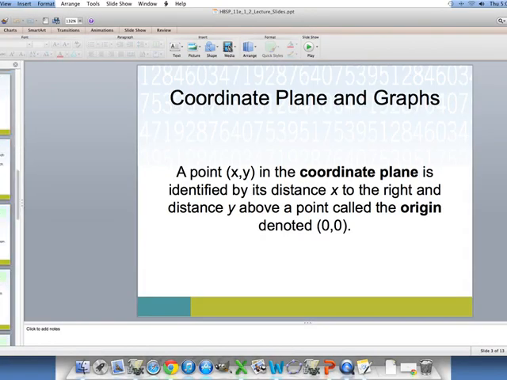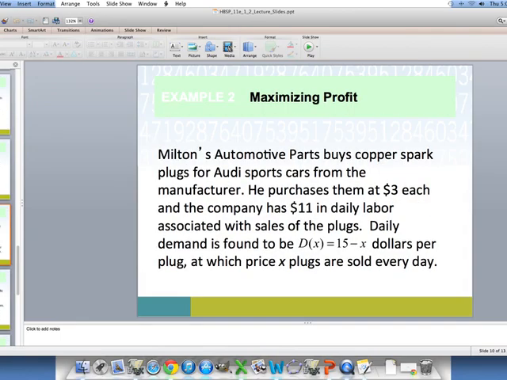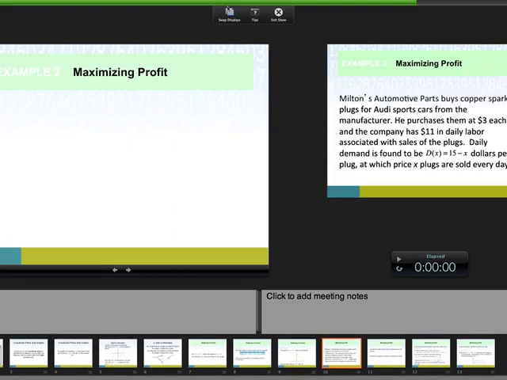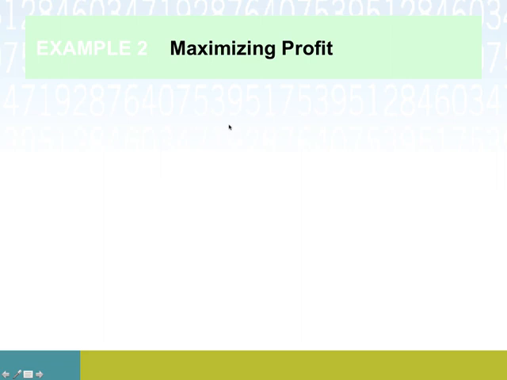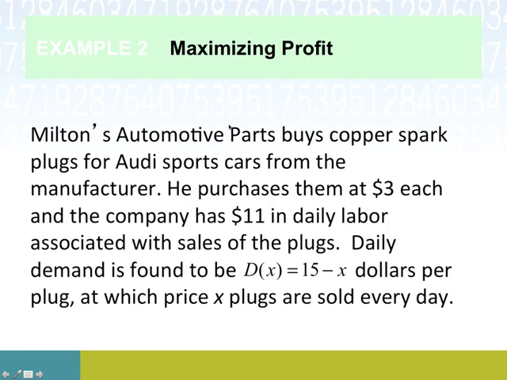So we will jump ahead to the relevant slide. Our example is about maximizing profit. Milton's Automotive Parts buys copper spark plugs for Audi sports cars from the manufacturer. He gets them at $3 each, and then the company has $11 in labor that's associated with selling these. The $11 has nothing to do with how many get sold. That seems to be a fixed cost for them.